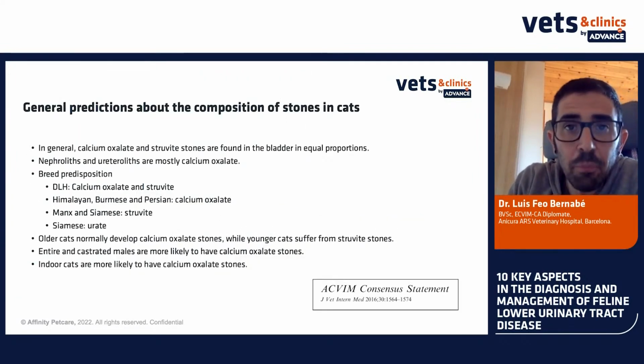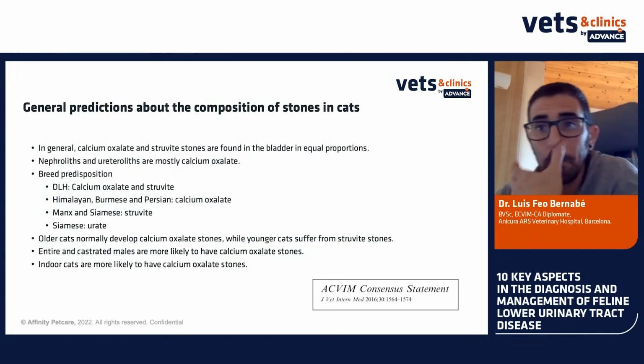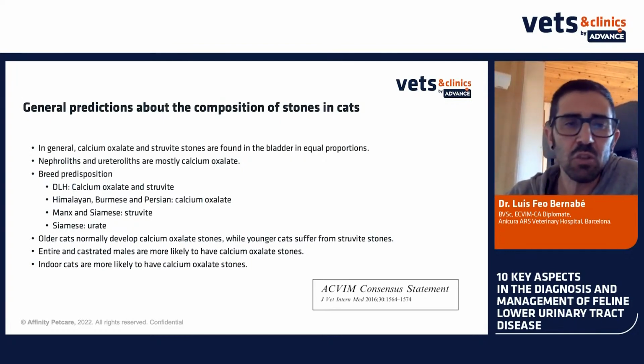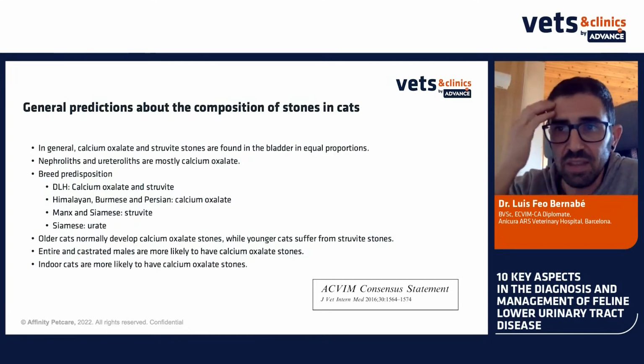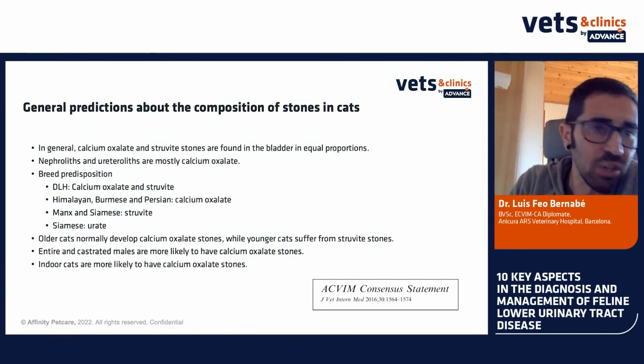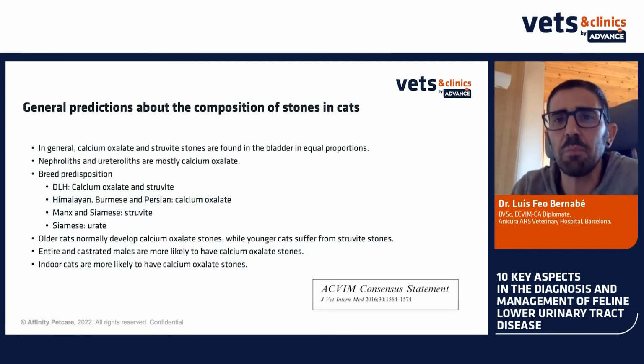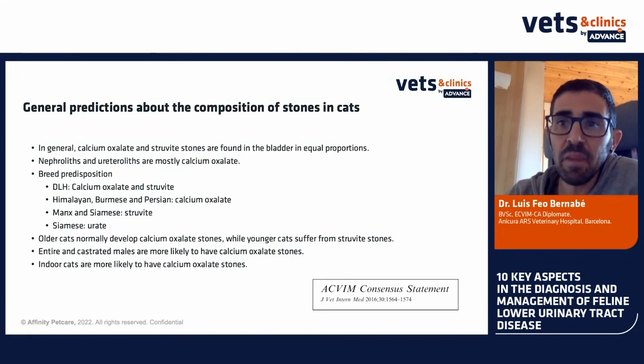When we think about the prevalence of these stones, there are also important general predictions about where the stones are located. So for example, you have here some assessments that I think are really important. In general terms, calcium oxalate and struvite stones are found in the bladder in equal proportion, so you can have any of these stones in the bladder. But we know that nephroliths and ureteroliths, so in the upper urinary tract, are most of the time calcium oxalate.